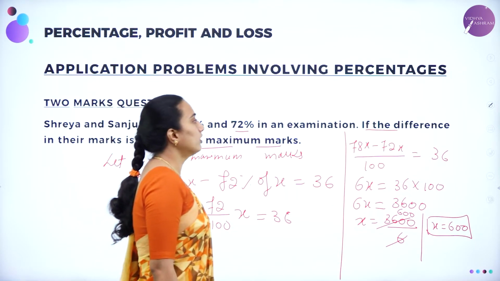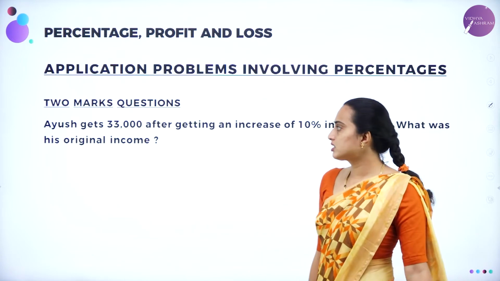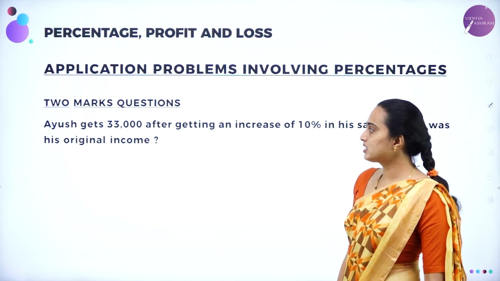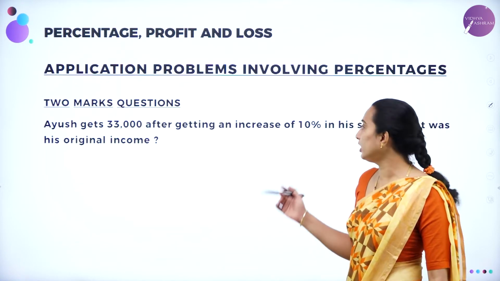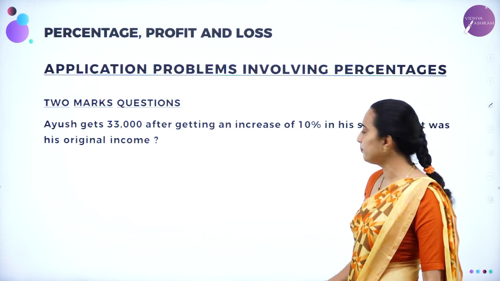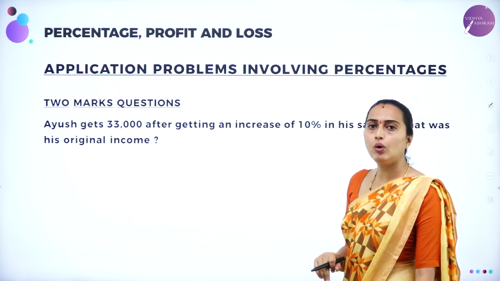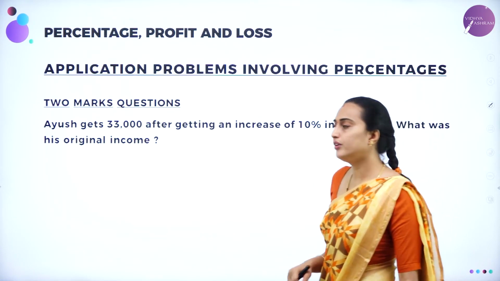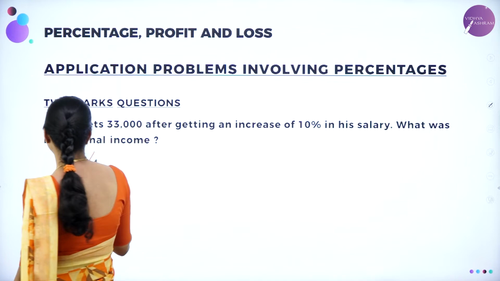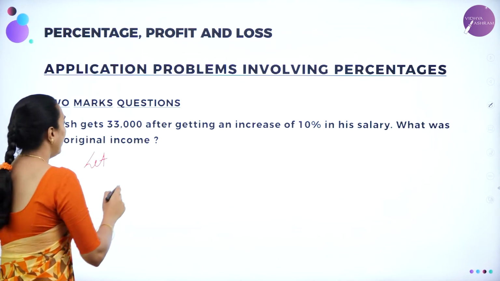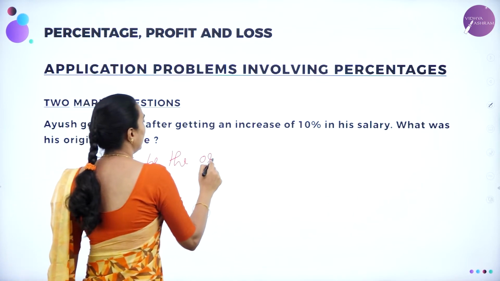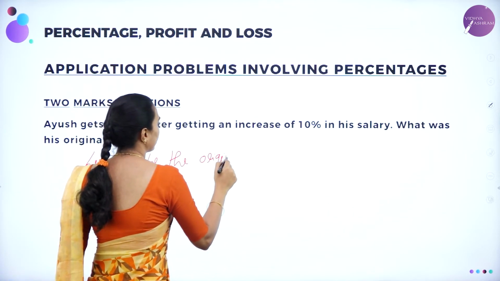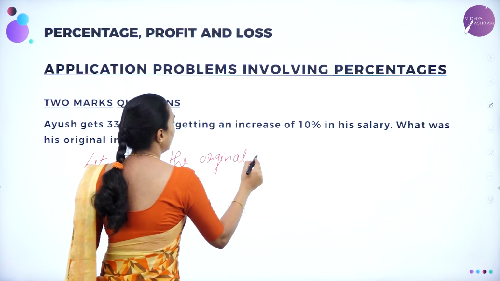Understood? We'll move on to the next question, dears. What they have asked: Ayush gets 33,000 after getting an increase of 10% in his salary. What was the original income? I am going to take it as, let x be the original income.